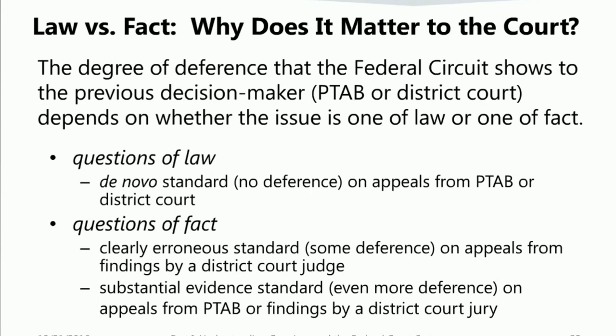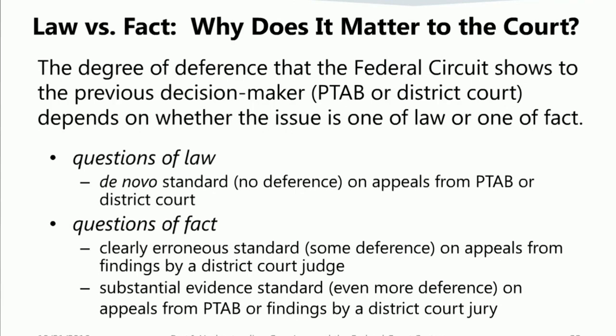When making decisions, the Federal Circuit must follow particular standards that depend on whether the question is one of law or one of fact. The Federal Circuit does not give deference to PTAB or district court decisions that involve questions of law. Instead, the Federal Circuit decides such issues for itself. This is called rendering a decision de novo. On the other hand, the Federal Circuit is required to give deference to questions of fact that were decided by the PTAB or the district court.